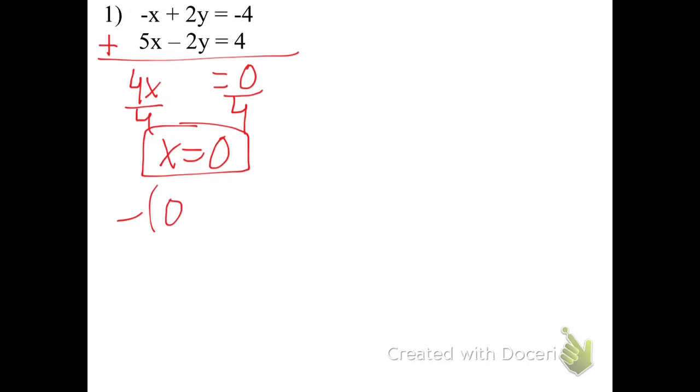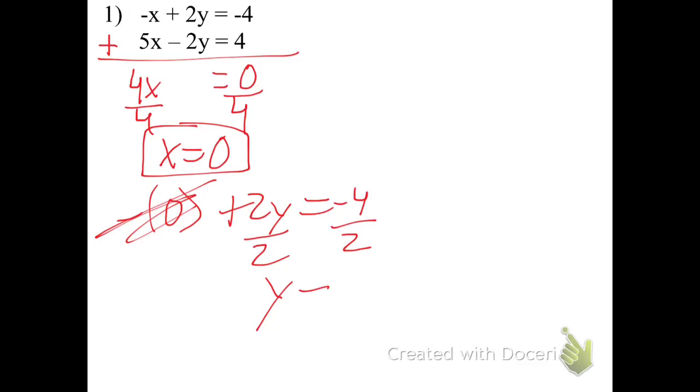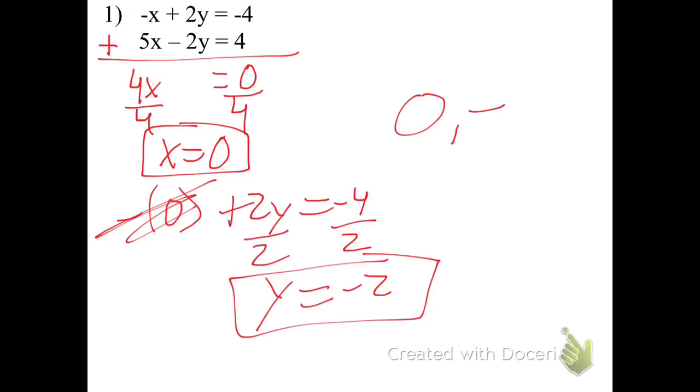So, we have negative 0 plus 2y equals negative 4. Well, negative 0 doesn't do anything to the equation, so we're not even going to bother with that. And we just have 2y equals negative 4. Divide by 2 to get y by itself. So y is negative 2. Ta-da! So we get the point (0, negative 2). Bam! Moving on to number 2.